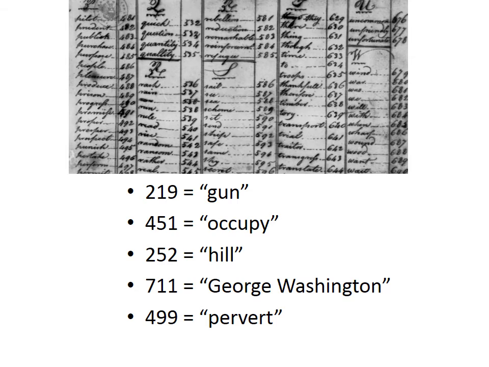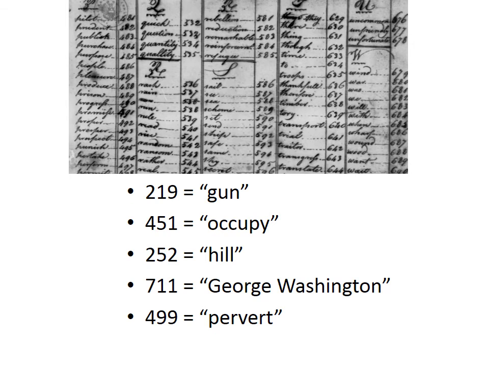Here's one of the codes that they used. It was a simple substitution code where a series of numbers would mean a particular word, and whoever was collecting information would have the code book. 219 would mean gun, 451 would mean occupy, 252 Hill, 711 George Washington, 499 pervert. Now I put that there because you might think, oh, they're talking about perverts, but no, they're not. The verb to pervert, to mess up something.